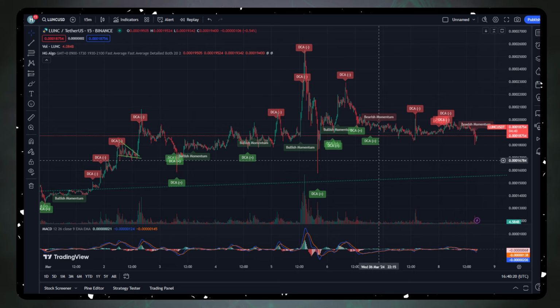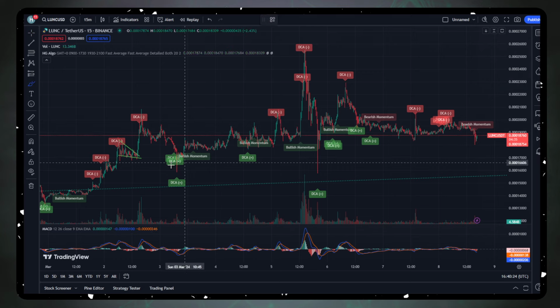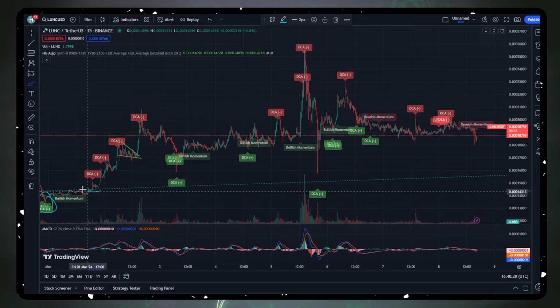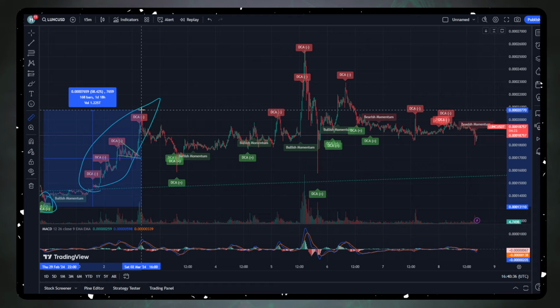Now, if we're looking at something a little bit more flat on the 15-minute scale, you're still getting absolutely amazing opportunities. If we circle this one down here, we've got 2 signals here and we have got 4 signals here. If we measure that from the swing low to the high, you're looking at 58% over the course of 1 day, 18 hours. So once again, $10,000, you would have almost $6,000 in gains.